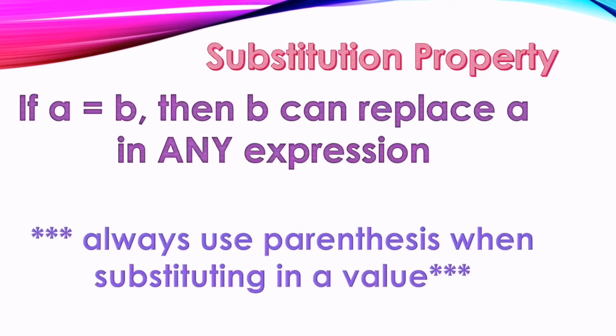Now, this property, you've been doing this. You've been doing substitution throughout things. We actually just did it in our last video. We're proving a solution to be true. But what it's saying is if A equals B, so X equals 2 or Y equals 5, then I can plug that in and replace it anywhere in an expression. Look what I have here with stars. Always use parentheses when you're substituting in a value. So when you're replacing something with what it equals, you need to put parentheses around what you're putting in.